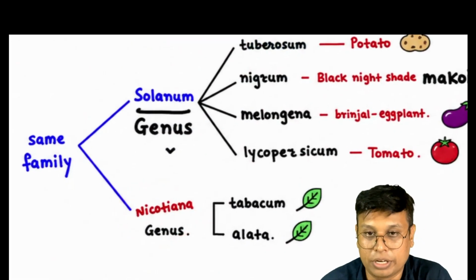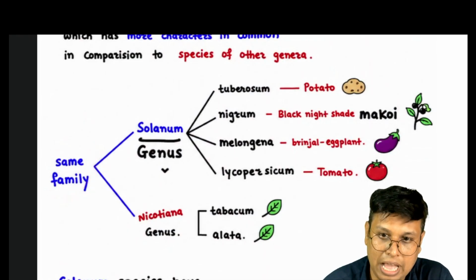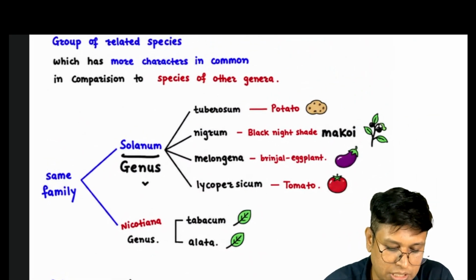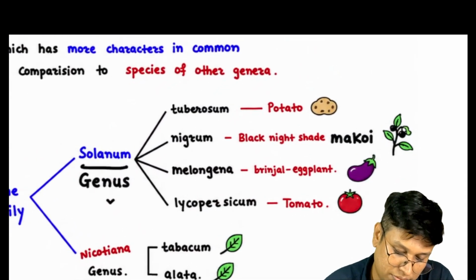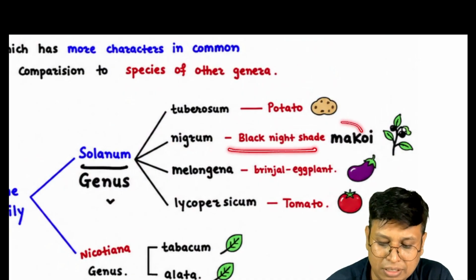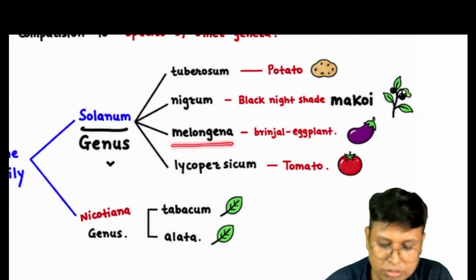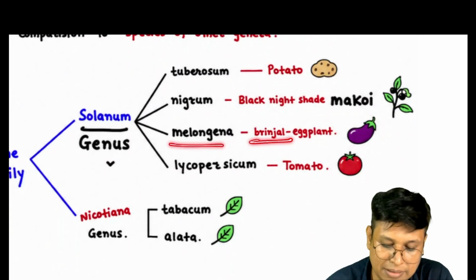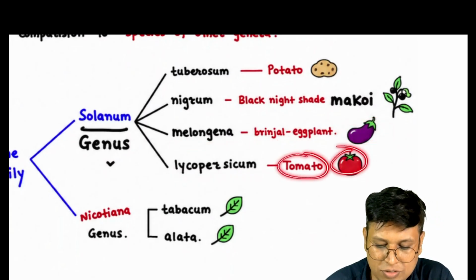Nicotiana. So we have these two genera, and they belong to the same higher family, that is Solanaceae family. So what is happening in the Solanum genus? We have many species. Solanum tuberosum, everybody knows it is a potato. Solanum nigrum, that is black nightshade. In Hindi it is called makoi. Solanum melongena is brinjal, eggplant, aubergine, whatever you want to call it. And then we have Lycopersicum, which is called tomato.